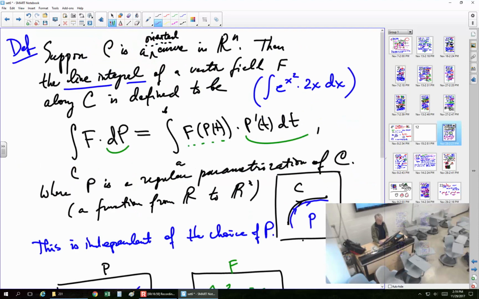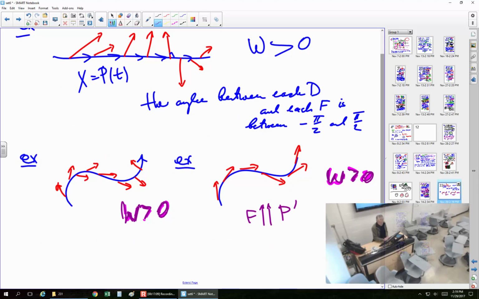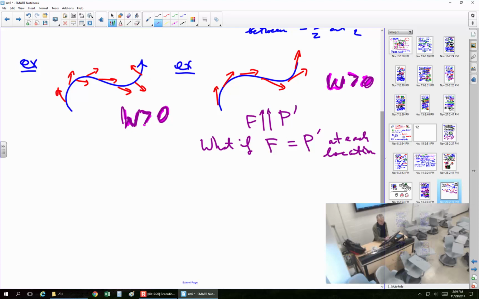The formula of the definition of our integral is a dot product of P prime and F. And then what is going to happen? Well, hypothetically, what if F is equal to P prime at each location? Then what does the dot product look like? F dot P prime is the magnitude of P prime, squared.